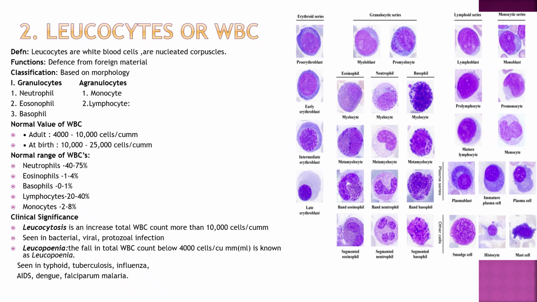If the WBC count is increased, it is called leukocytosis, and it is seen in infections like bacteria, virus, protozoa or fungal infection. If the WBC count is less than 4000 cells per cubic millimeter, it is called leukopenia. It is seen in typhoid fever, tuberculosis, influenza, AIDS, dengue, falciparum malaria. So in chronic conditions you can see leukopenia, and in acute conditions you can see leukocytosis.